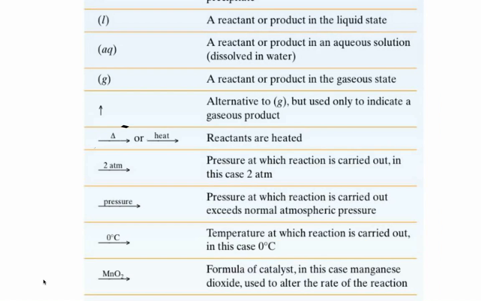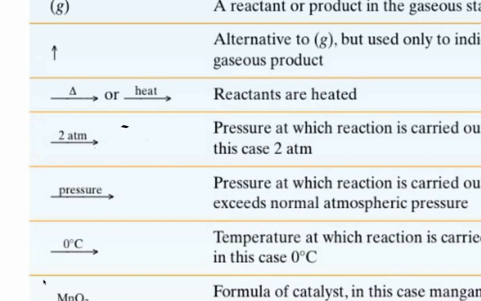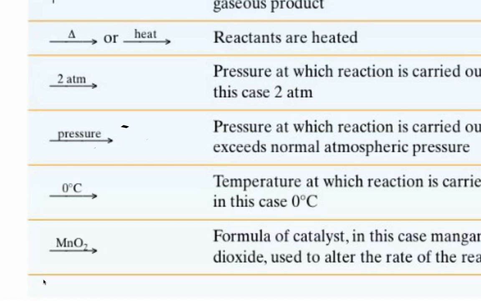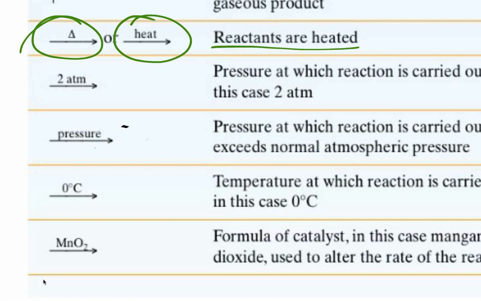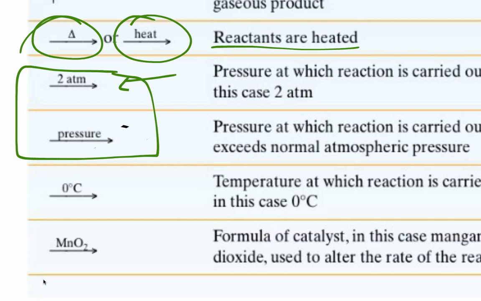A couple other things that we might see above the arrow that we should be aware of is if there's a triangle or it says heat, that means the reactants need to be heated for the reaction to go. If we see a certain pressure value or just the word pressure, that means the reaction has to happen at something exceeding normal atmospheric pressure. In this case, it says 2 atms.